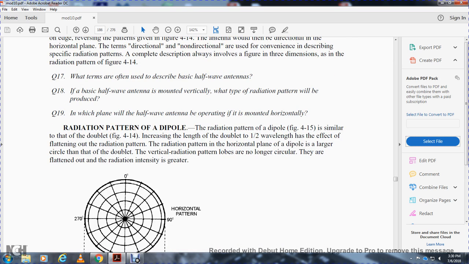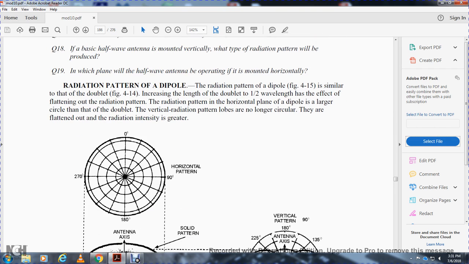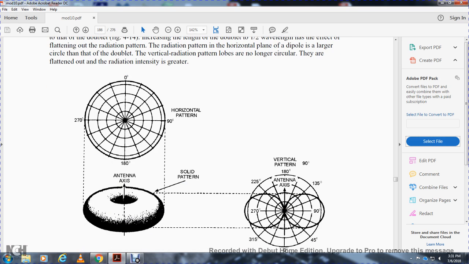Radiation pattern of the dipole. The radiation pattern of the dipole is similar to that of the doublet. Increasing the length of the doublet to half of the wavelength results in a flattening of the radiation pattern. The radiation pattern in the horizontal plane of the dipole is larger than the circle of the doublet. The loops are no longer circular; they are flattened, and the radiation intensity is greater. The horizontal plane antenna acts as a solid pattern, with a vertical pattern.